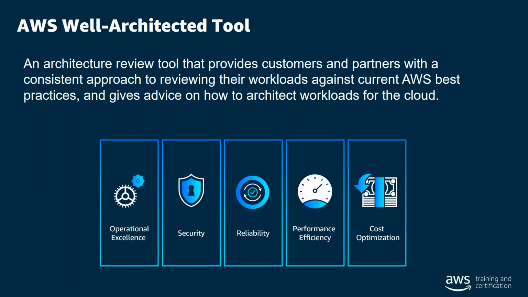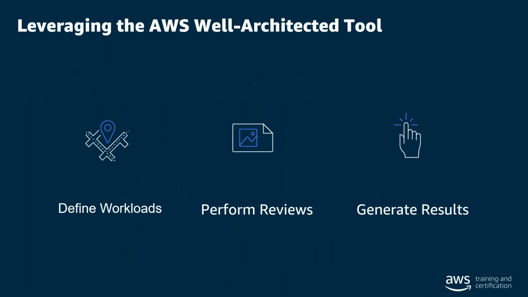There are five pillars within the Well-Architected Framework. They are operational excellence, security, reliability, performance efficiency, and cost optimization. The reason we call them pillars is that in any kind of good physical architecture, you have some pillars that you build things upon. These are the pillars for cloud architecture.